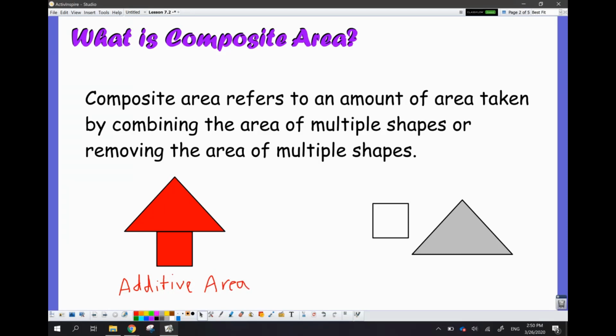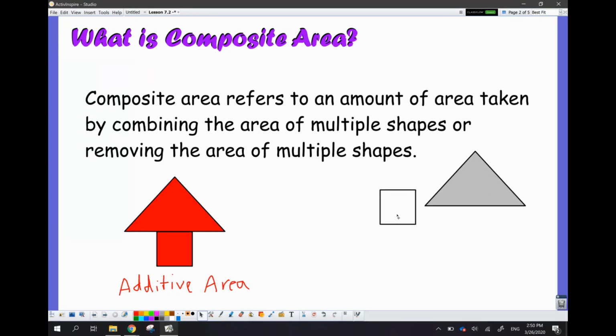Now take a look at the example on the right hand side. I have a gray triangle and a white square. If I put this square inside the triangle, since the background's already white, I basically am getting rid of all this area here. Instead of having all of that in my gray triangle, now I'm cutting out this square-shaped piece from that area, which means that instead of adding like I did with the red shapes on the left side, I'm going to be subtracting area now.